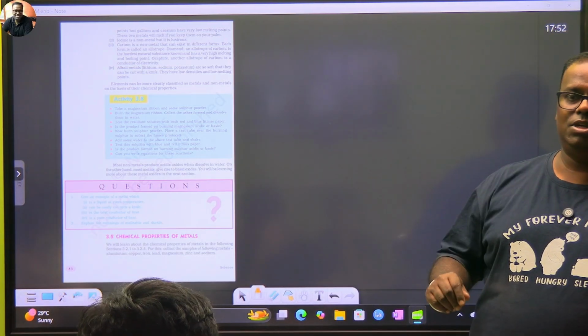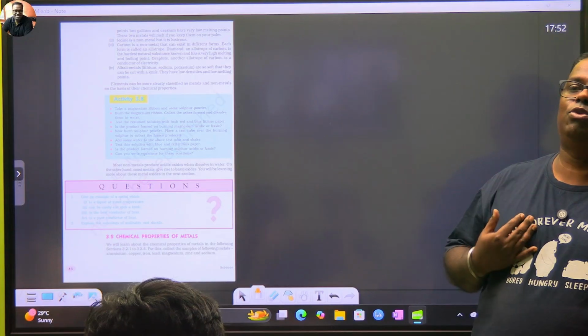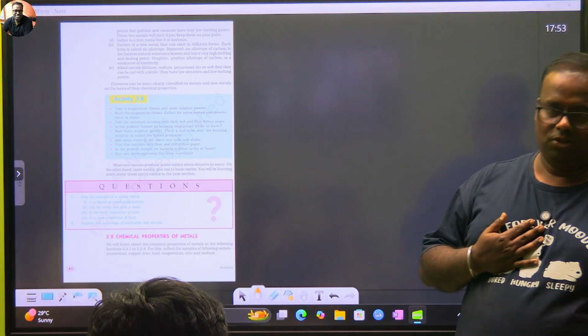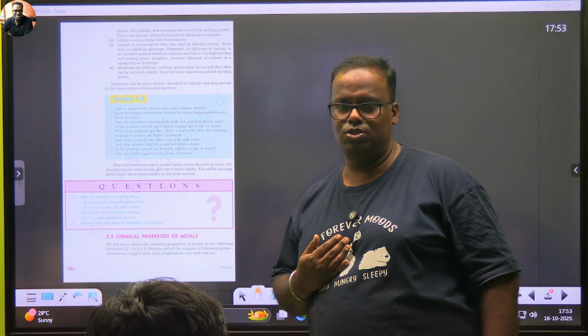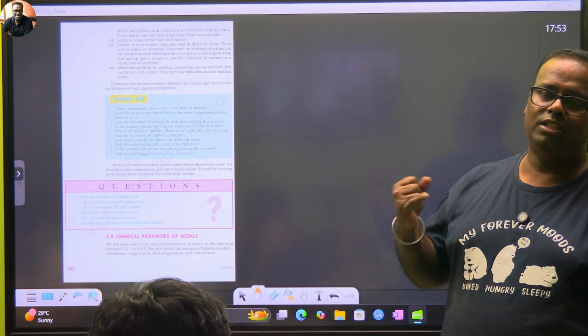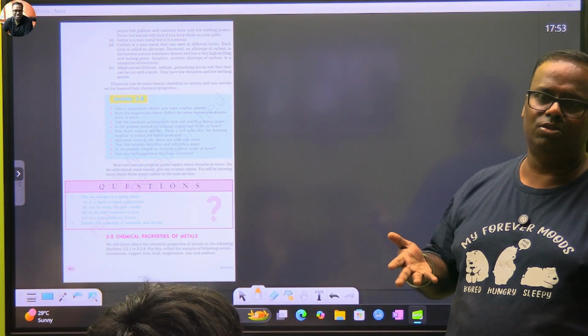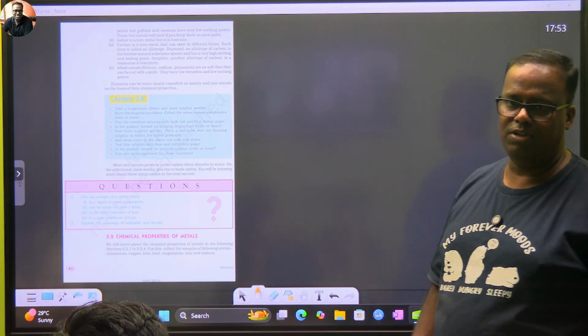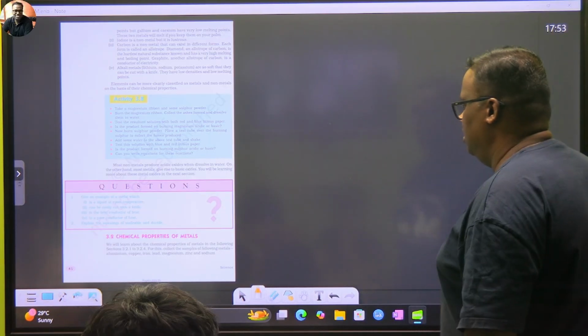Bad conductor means lead will not be my choice when I want to make wires. Got it? Iron is not my choice. You don't get iron flexible wires. The wires that we buy in electrical shops are either copper or aluminum. Aluminum सस्ता होता है, copper महंगा होता है. बस इतना ही फर्क है.